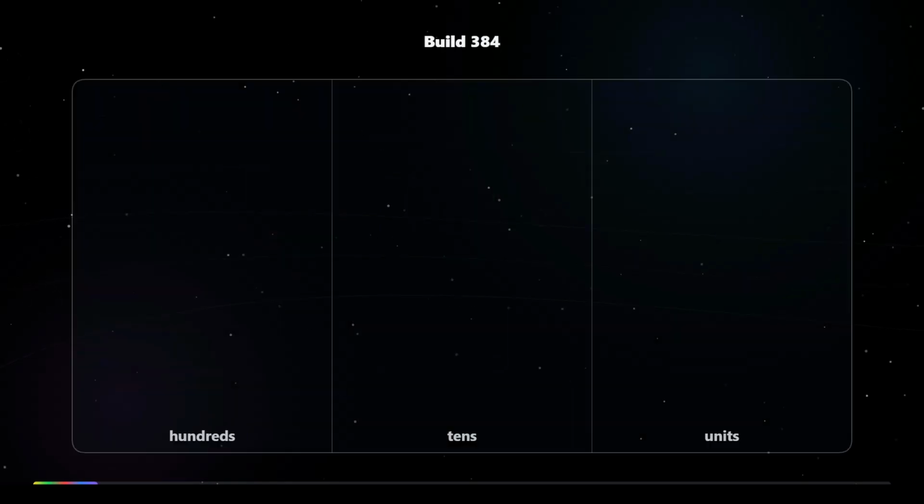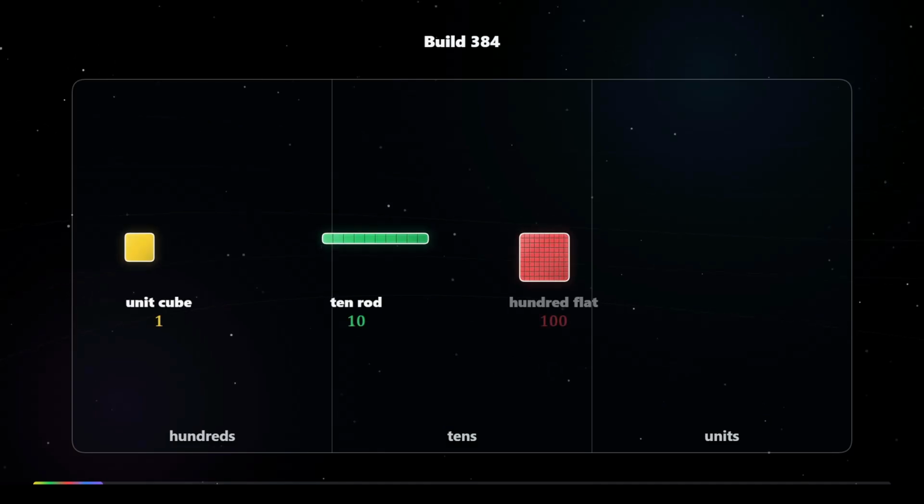Now let's build it with place value blocks. A unit cube is worth 1. A 10 rod is worth 10. A 100 flat is worth 100. A 1000 cube is worth 1000.